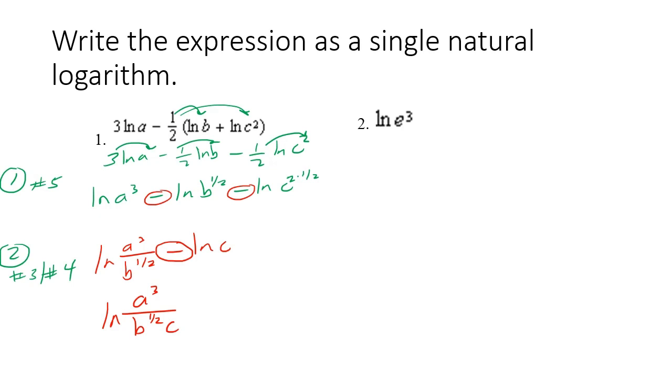And then I look, and there's really nothing to clean up here. So this is my step 3, and my answer is natural log a to the third divided by b to the half times c. Okay? On here, there isn't a number 5 or number 3. It's just one single thing.